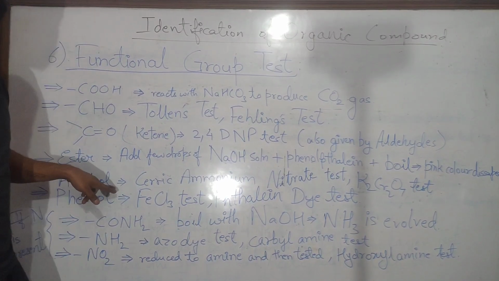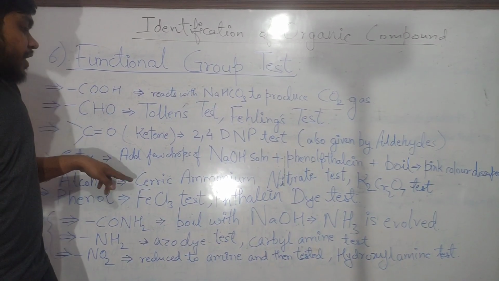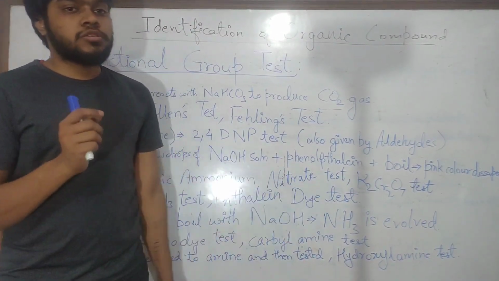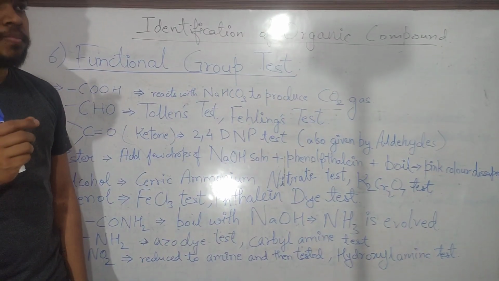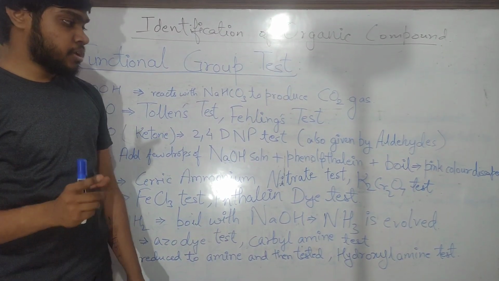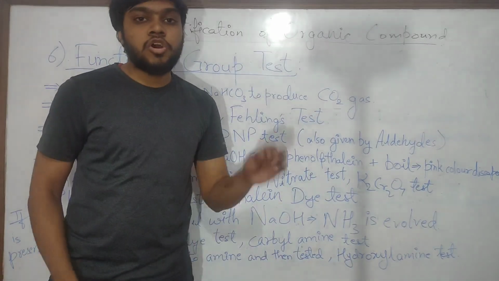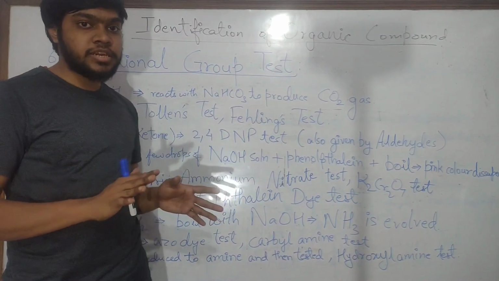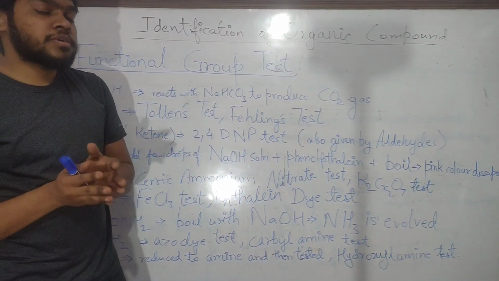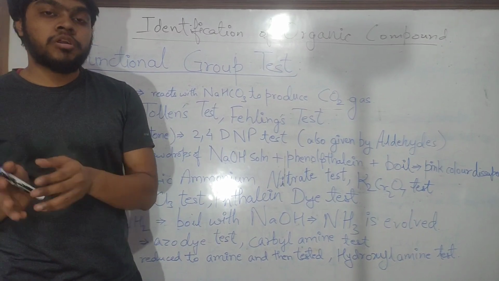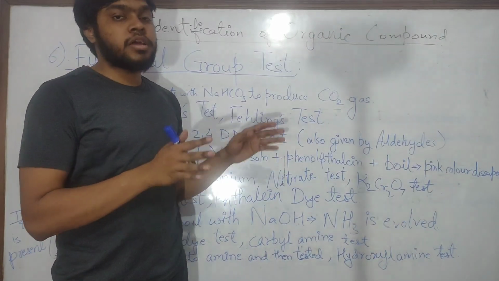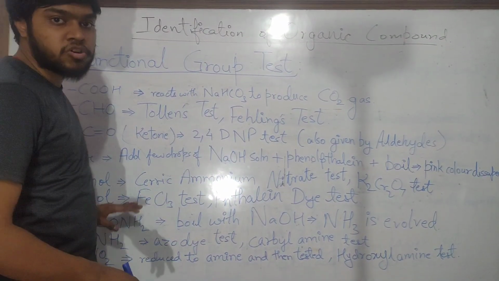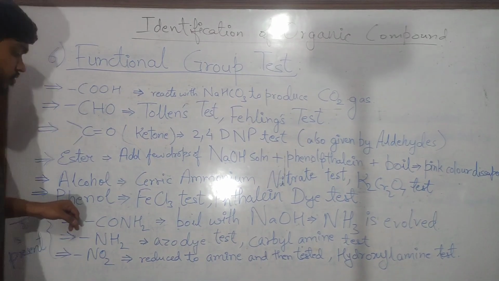Then we test for the alcohol group. To check for the alcohol group, we have the ceric ammonium nitrate test. On adding ceric ammonium nitrate solution to an alcohol, it gives a dark deep orange color. And there is the potassium dichromate test. On boiling potassium dichromate with an alcohol in the presence of an acid like sulfuric acid, the solution changes from orange to green. This test is also given by aldehydes, so it's important to first test for aldehydes and esters, and then perform the test for alcohols.